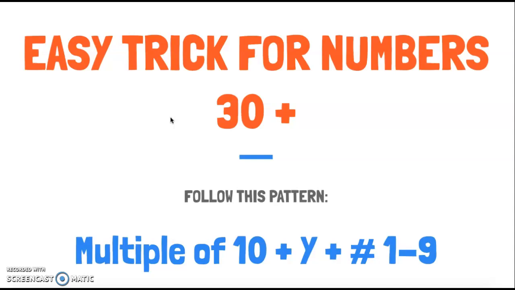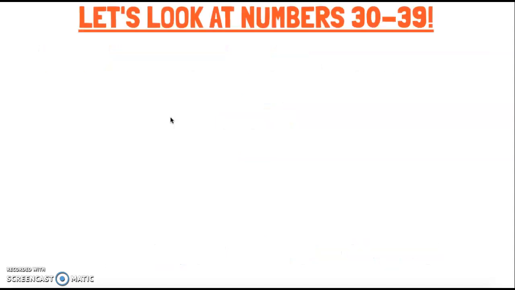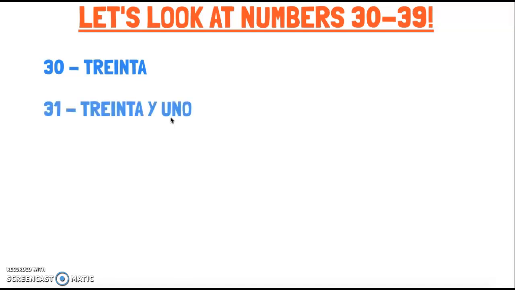This is why. Let's go ahead and look at numbers 30 to 39 so you can see what I mean. So 30, this is our multiple of 10. 30 is treinta. So let's look at 31. It should be our multiple of 10, 30, the letter Y, E, and then the number 1 through 9. So since it's 31, it is going to be treinta y uno.